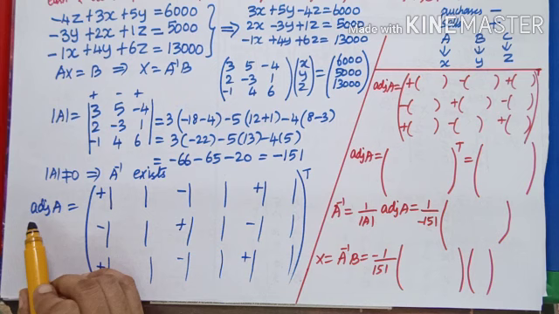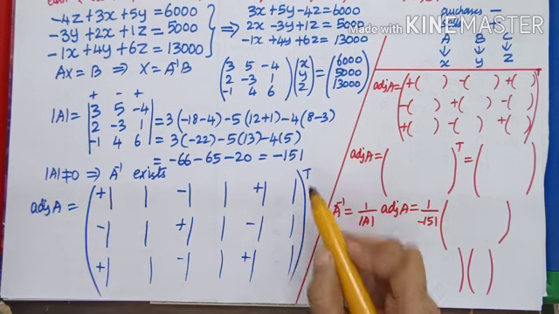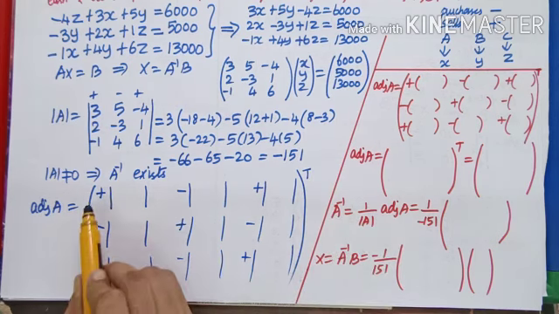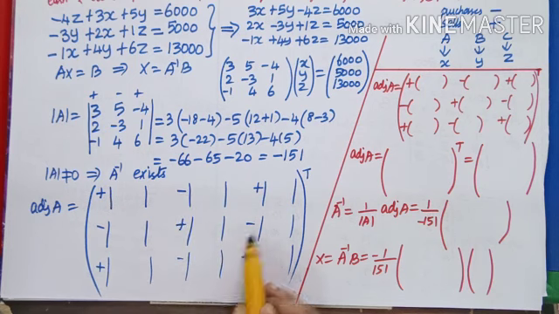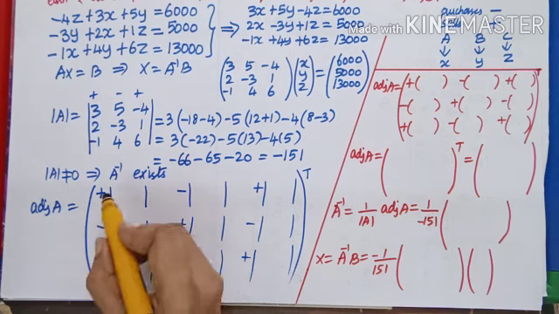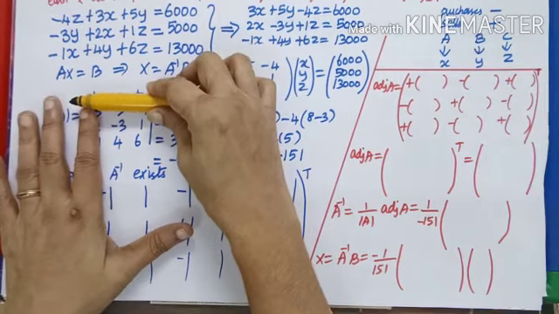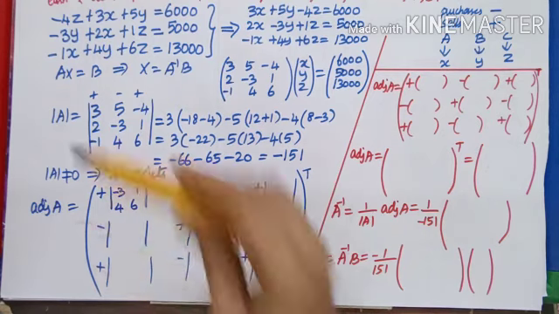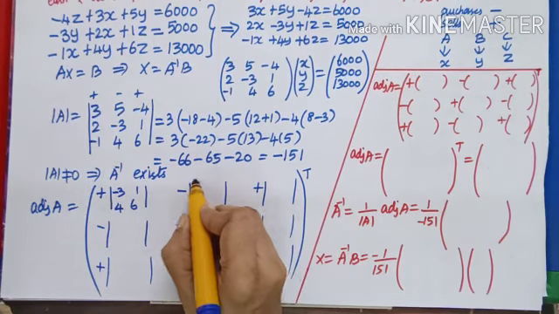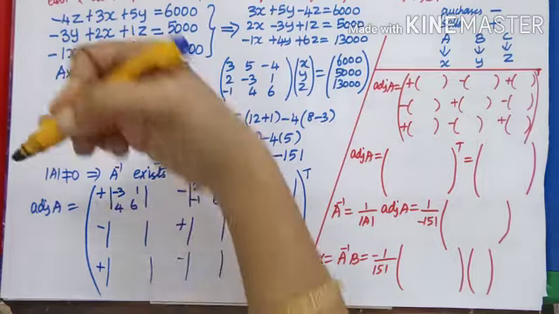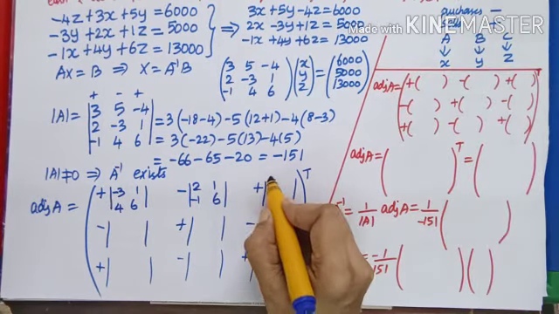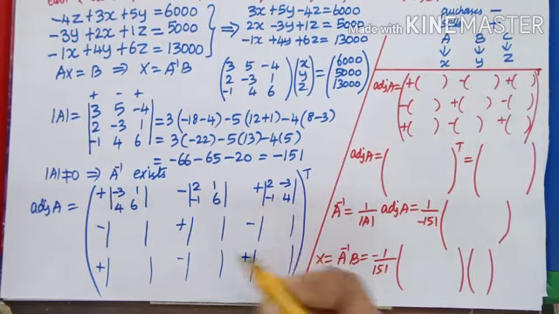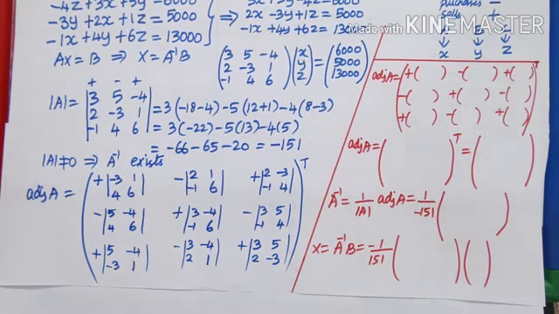Now we have to fill up the adjoint, the whole transpose. Let us remember the signs: plus minus plus, minus plus minus, plus minus plus. Fill the determinants. How do you do it? Hide the row and column: minus 3, 1, 4, 6. Hide the row and column: 2, 1, minus 1, 6. Hide the row and column: 2, minus 3, minus 1, 4. Fill the remaining yourself. Check your answers and see whether you are able to fill up this way.